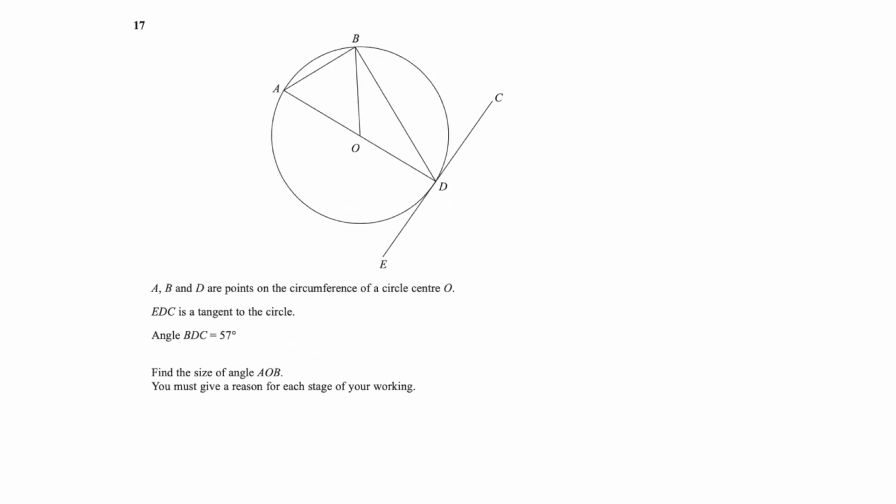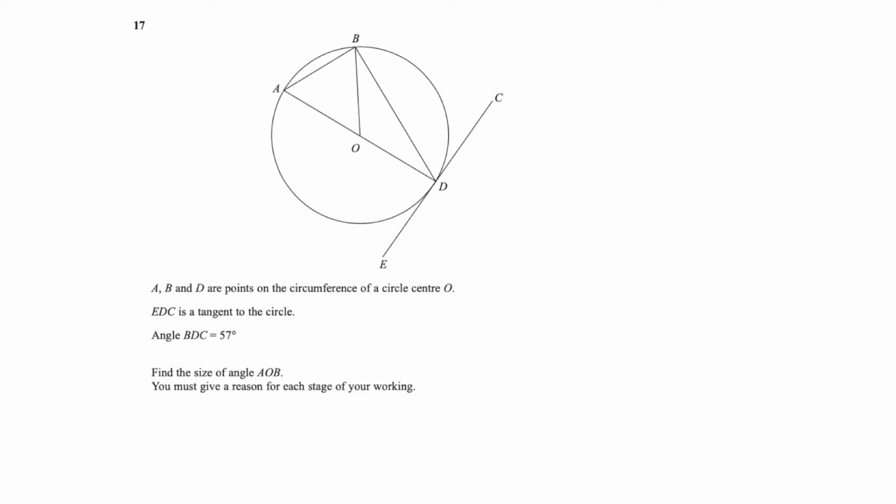So what did they tell us? A, B, D are points on the circumference of the circle with center O. Good, they told me that that's the center. So if that's the center, then this tells me that this is the diameter. That's really important news. So you see why that's important? It's really important you check everything. EDC is a tangent.